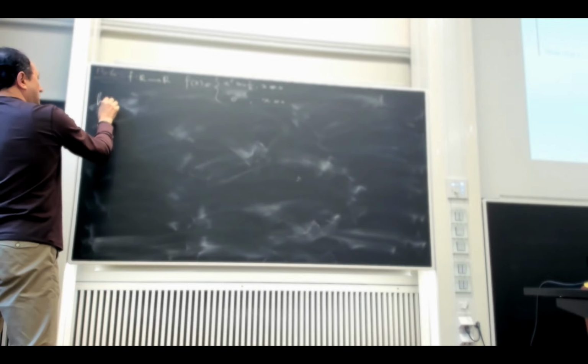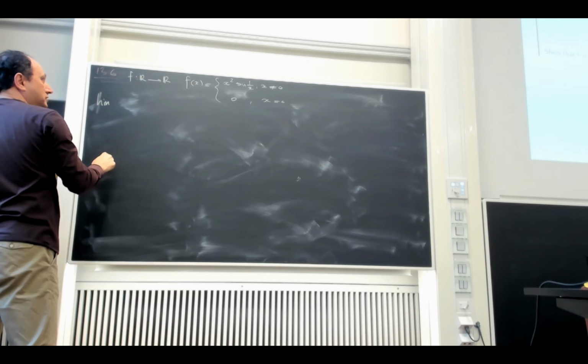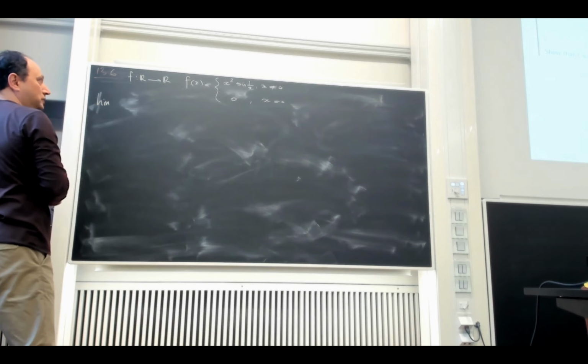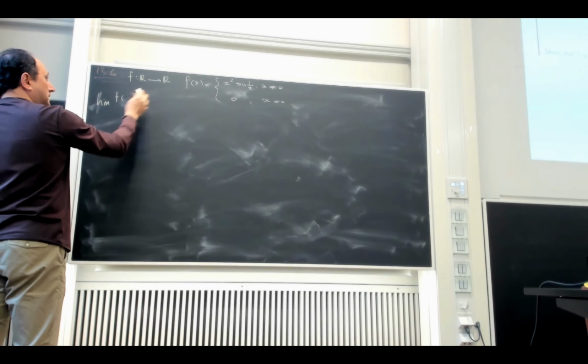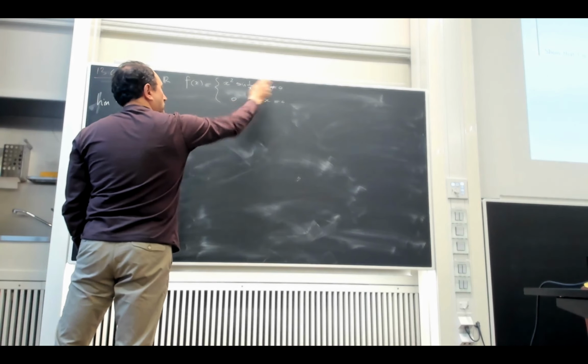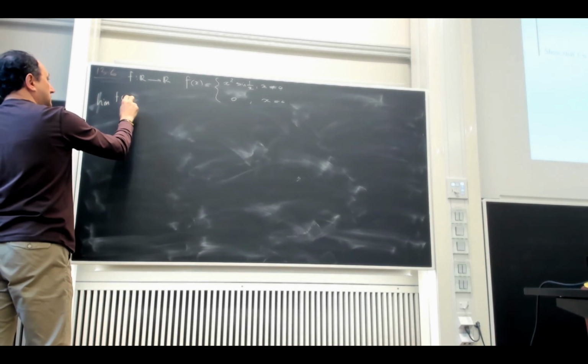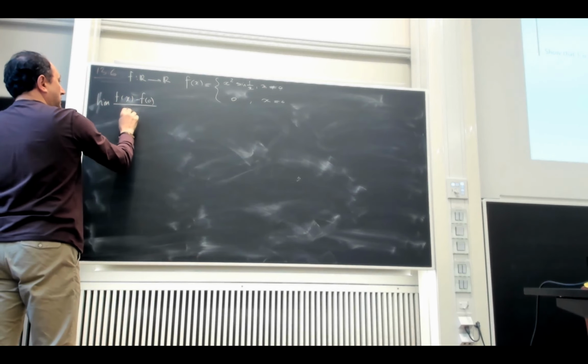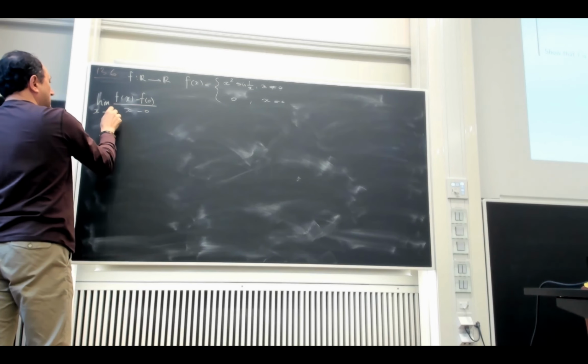In principle, I am not allowed to write f prime of 0 before guaranteeing that the derivative exists. So let me start with the limit. The limit of, because I want to choose my point to be 0, so it becomes f of x minus f of 0 divided by x minus 0, x goes to 0.